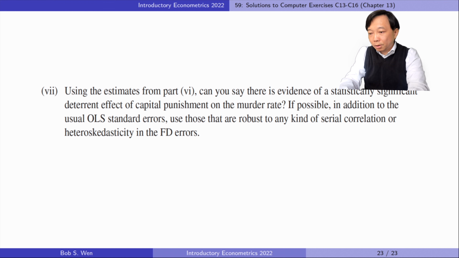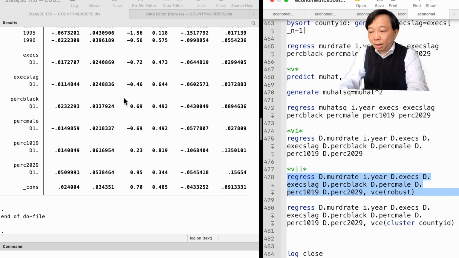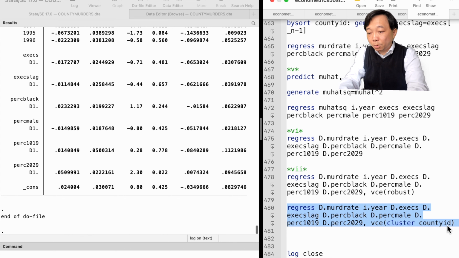For the last part, we cannot say there is evidence of a statistically significant deterrent effect of capital punishment on the murder rate. Using the cluster in county standard errors to account for the serial correlation and heteroscedasticity, the estimates for beta 1 and beta 2 are still statistically insignificant.